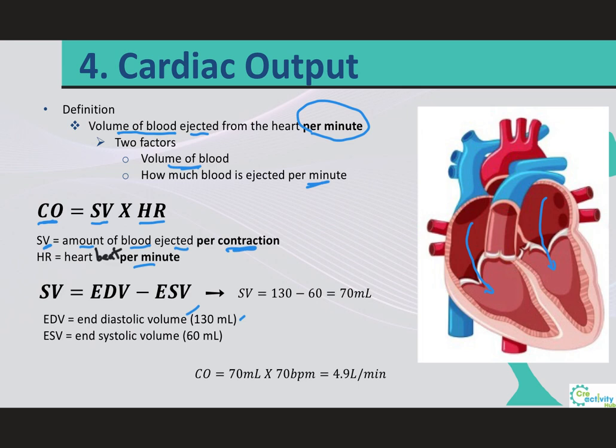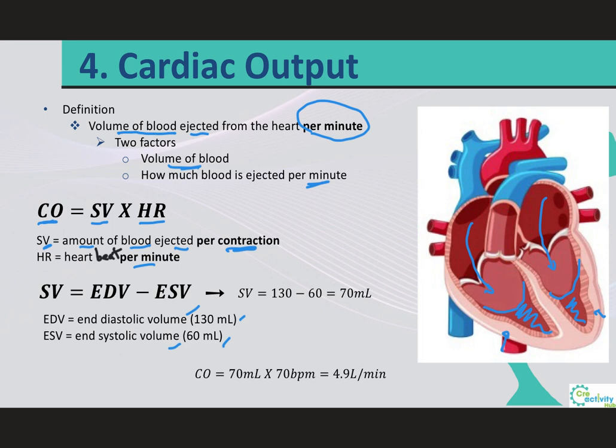And what happens at the end of relaxation? The heart will contract, right? And this is what we call systole. So at the end of contraction, you will have ejected all the blood that you possibly can, but you will not be able to push all the blood out. There will always be a little bit left over. And this volume is called the end systolic volume, which on average is about 60 mLs. So the end diastolic volume, or EDV, and the end systolic volume, or ESV.